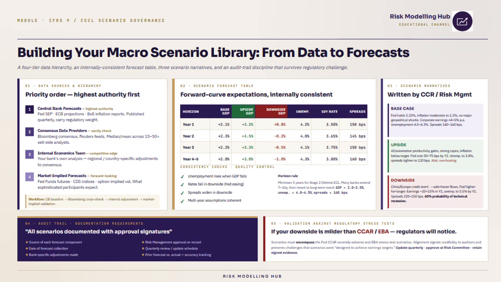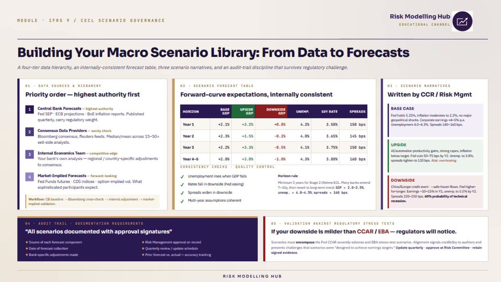Then the scenario forecast table. Now you build your 3 scenario grid: base case, upside and downside, and show 4 to 5 years forward with internally consistent paths, right? And then the scenario narratives: what exactly the base case, upside and downside are telling you after your analysis.